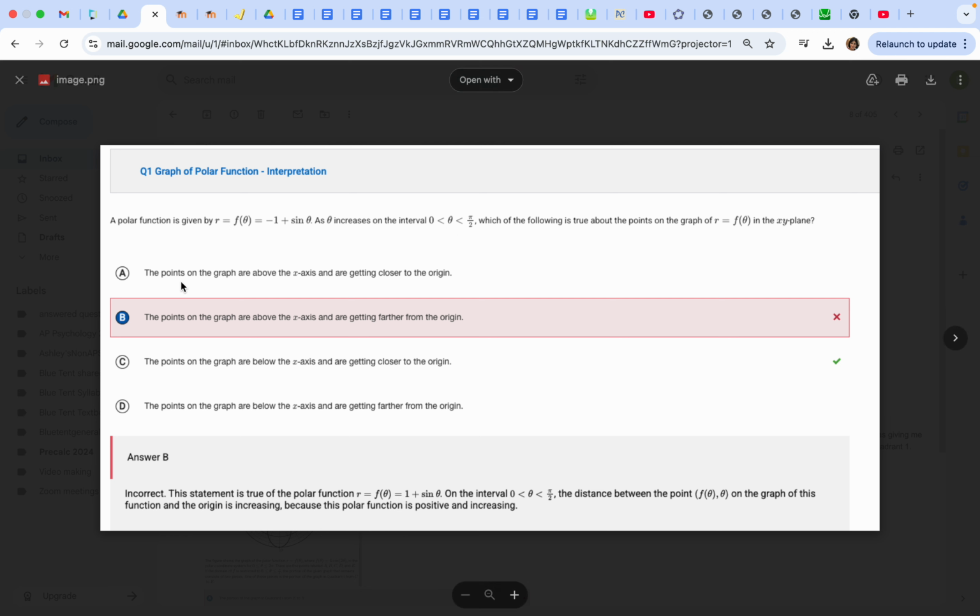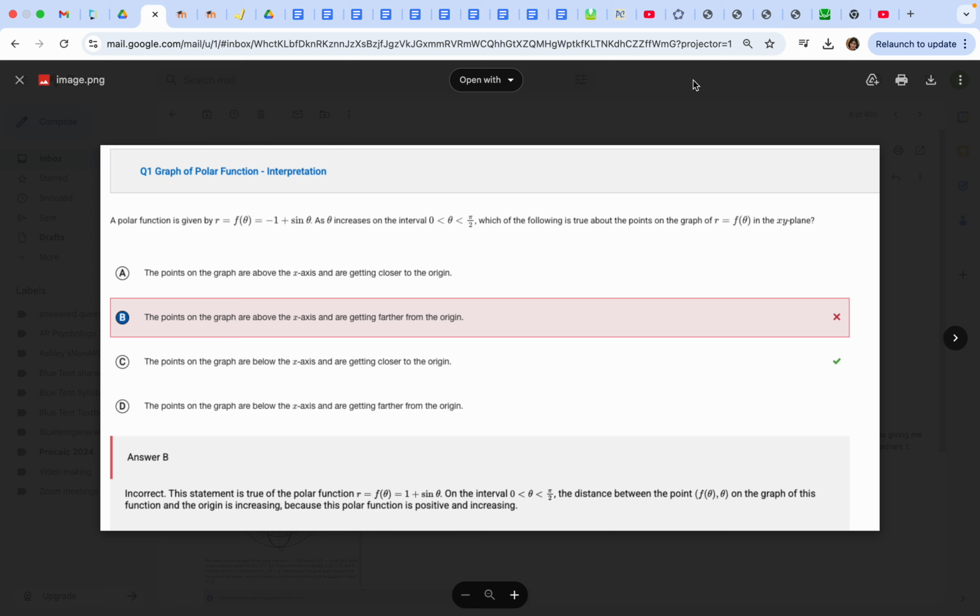It says the points on the graph are above the x-axis and are getting closer to the origin. The points on the graph are above the x-axis and getting further from the origin. The points on the graph are below the x-axis and getting closer to the origin. The points on the graph are below the x-axis and getting further from the origin.